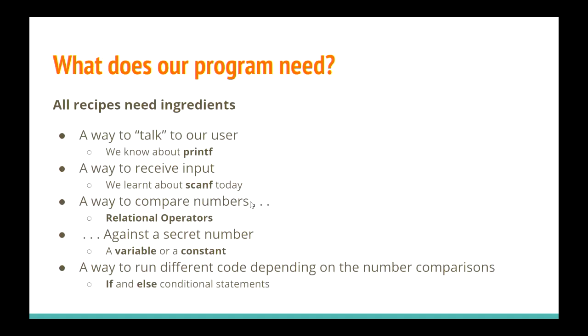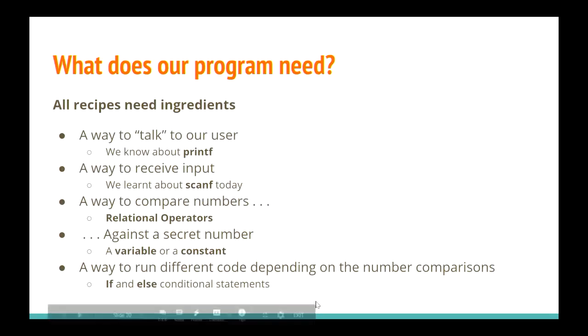We need a way to compare numbers, because we've said we're going to add two numbers together and we're going to compare them against some secret number, which means we're going to need our relational operators. And given that we're going to use these greater thans, less thans, and stuff like that, it means we're probably going to put these inside if statements and do something with them. We're going to test these against a secret number, which means there's a number in our code somewhere. Secret number can be a constant or it can be a variable. I will probably use a constant for this just so I can show you different ways of doing things.